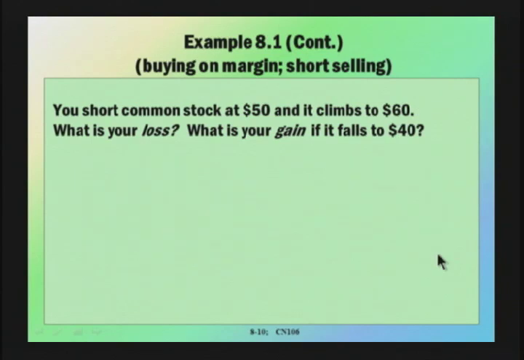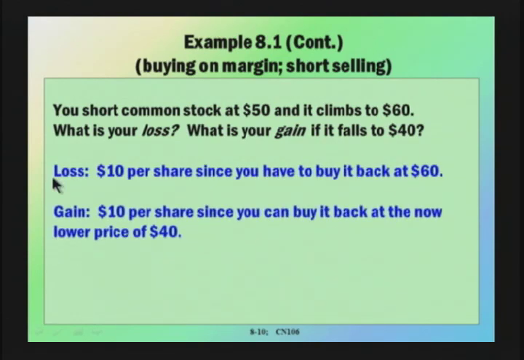Now, short selling. You short common stock at $50 and it climbs to $60. Well, that's not what you want to happen, because you sell it for $50 and then you've got to turn around and buy it so you can replace the borrowed shares, but you now have to pay this higher $60 price. So you're going to lose, in that case, $10 per share. If you sold it at 50 and you're lucky and it falls down to 40, you get to buy it at 40 and replace it, and you then made $10 per share. So the point is that when you short sell, you will lose when the share price goes up and you have to pay a higher price.